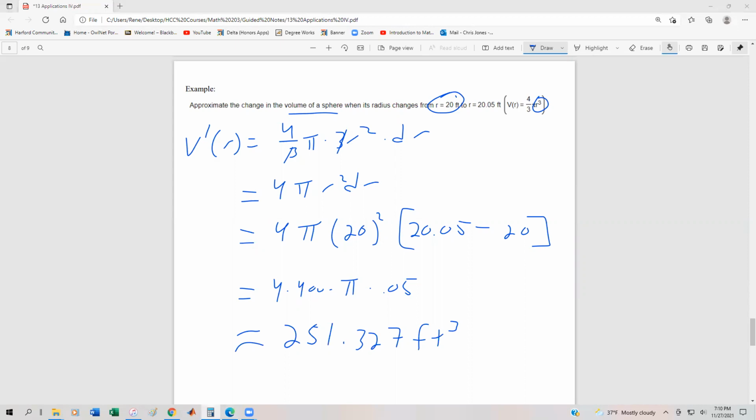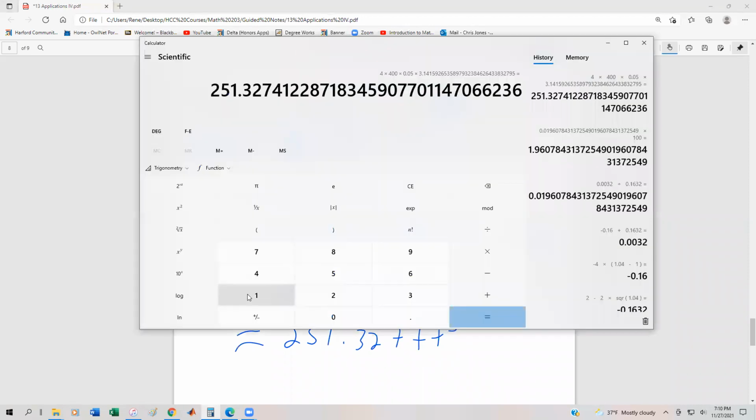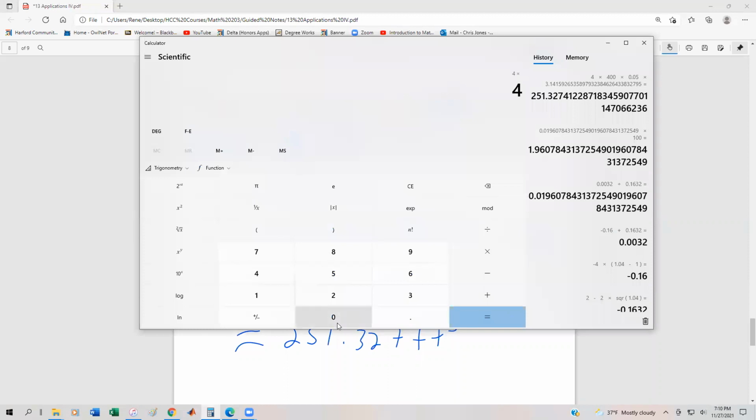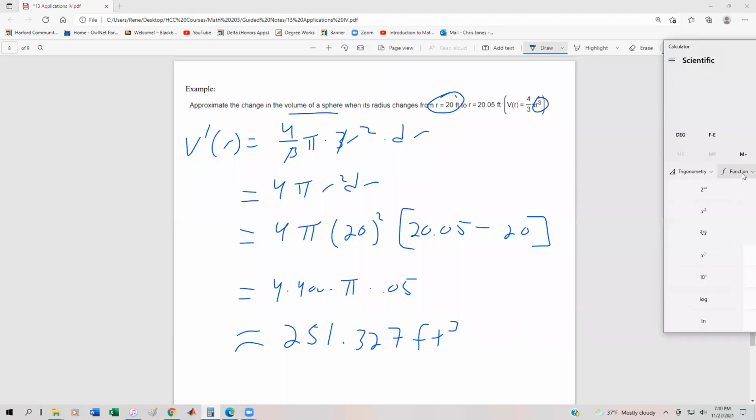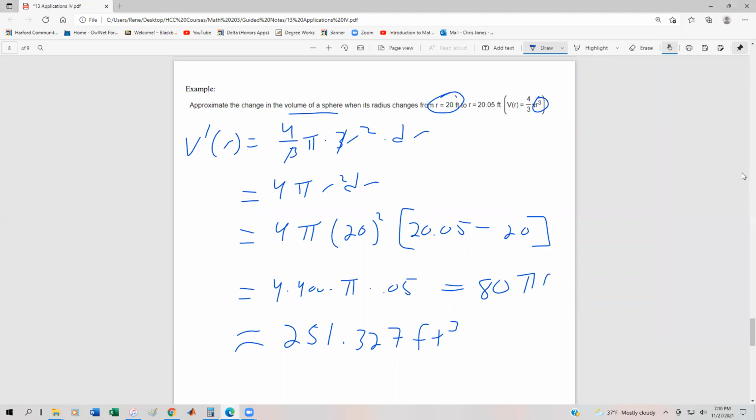Another way to write this is in the exact form, where we keep the pi in there. We have to be careful with whichever way it wants us to write it. So 4 times 400 times 0.05 is 80, so another way to write this is 80 pi cubic feet. That's how much it's changing. Hopefully this helps you understand where a differential might be useful. We do have one more example, and we'll do that in our final video for this series.